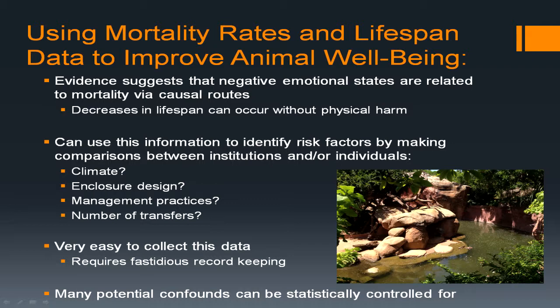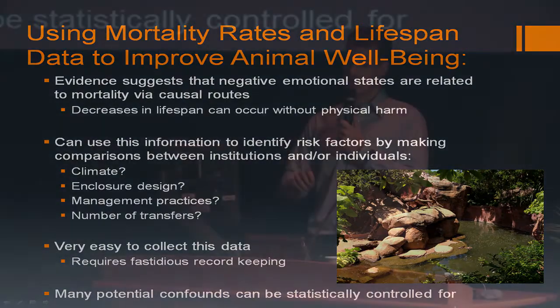And the best part is that it's really easy to collect this data. We just have to be really fastidious in record keeping. Again, we can control for a lot of these confounds, like in the human examples, statistically. So we can really begin to parse out what are the important factors in causing these animals to live shorter lives.